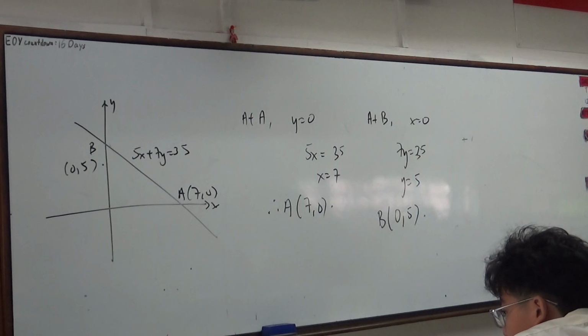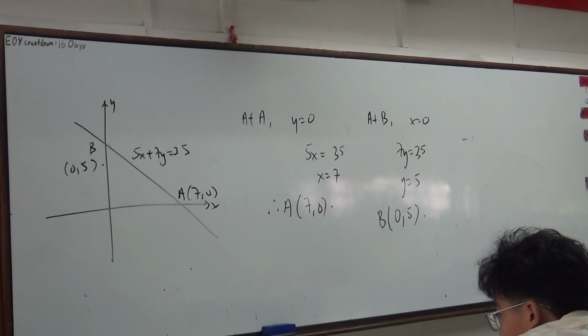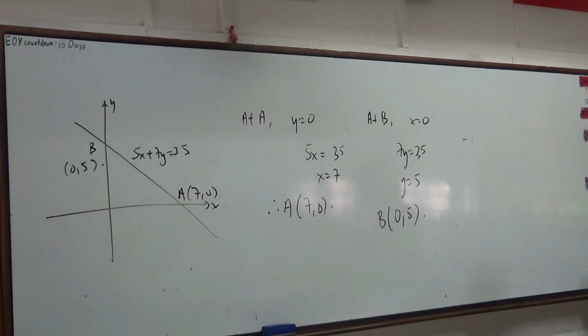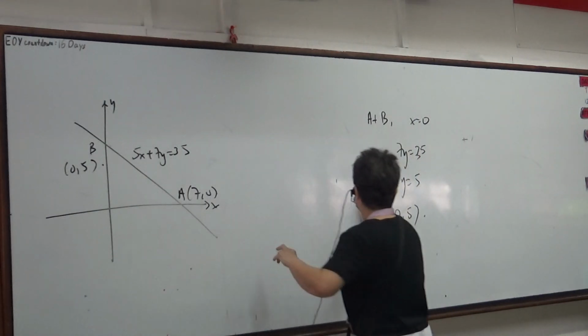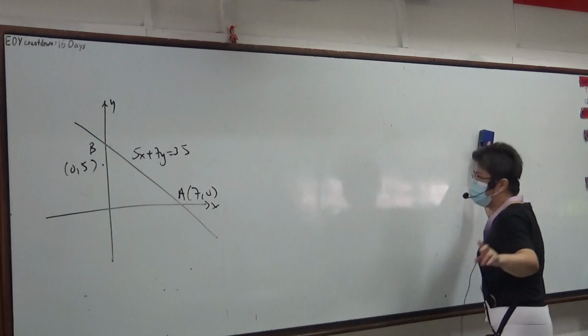Next. The perpendicular bisector of AB intersects the line y = x at C. Find the coordinates of C. I must find the equation of the perpendicular bisector. Agree? Yes or no? I'm talking to you. Okay. Then this is the important part. Look at the board, because this is a very common question in O level.